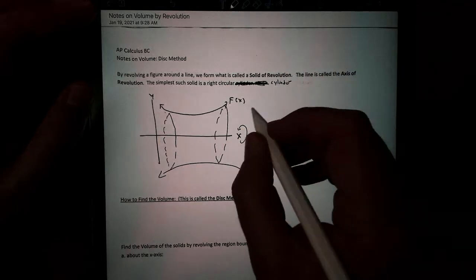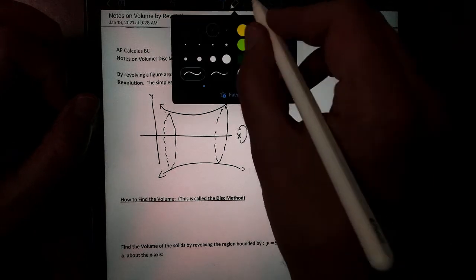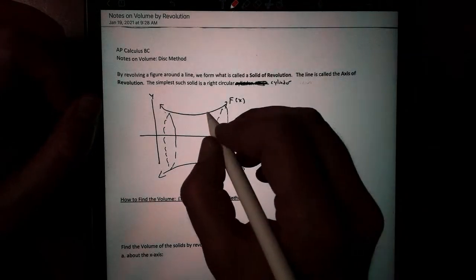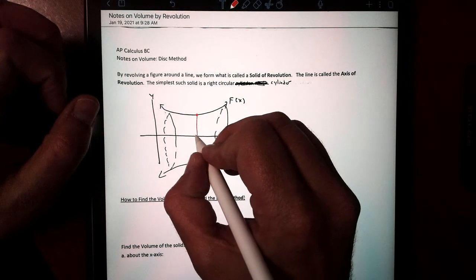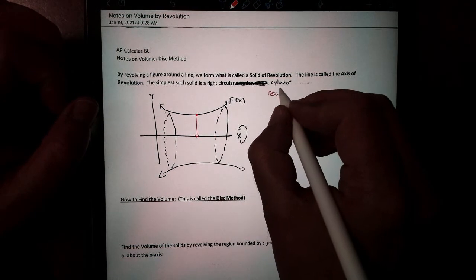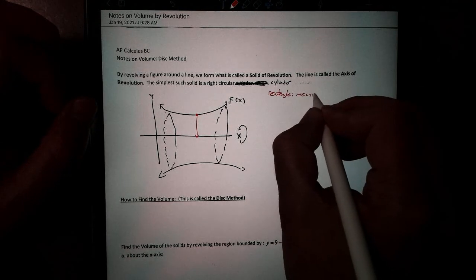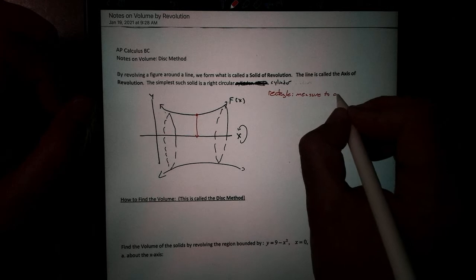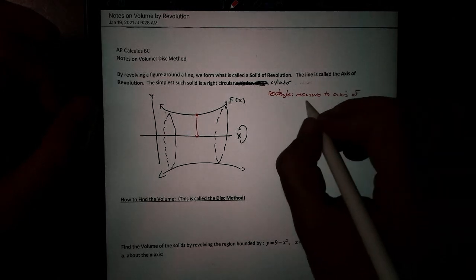mathematics. Now since I'm revolving about the x-axis, what I'm going to do is draw a line from the function, the original function, all the way down to the axis of revolution. So for our rectangle, we always measure to the axis of revolution. That's going to become important for us later on. Axis of revolution.